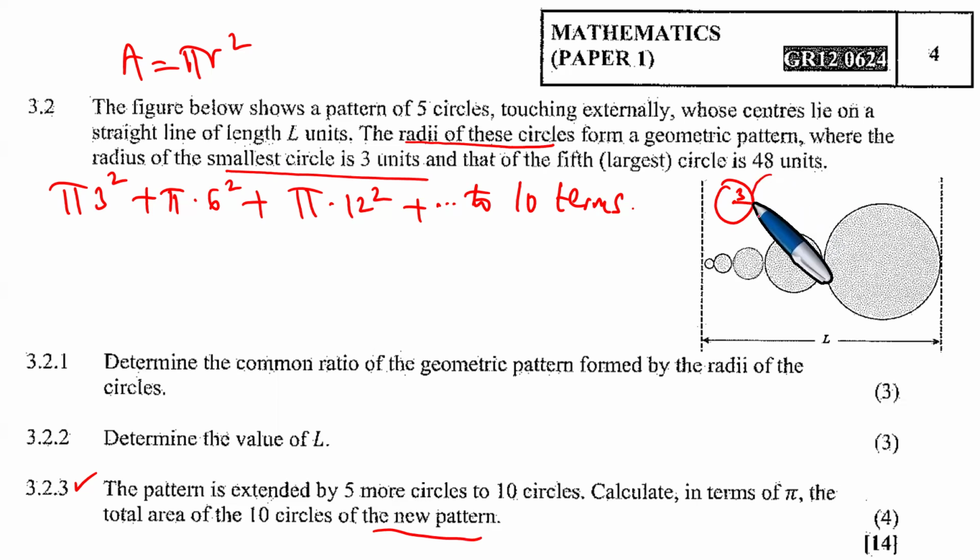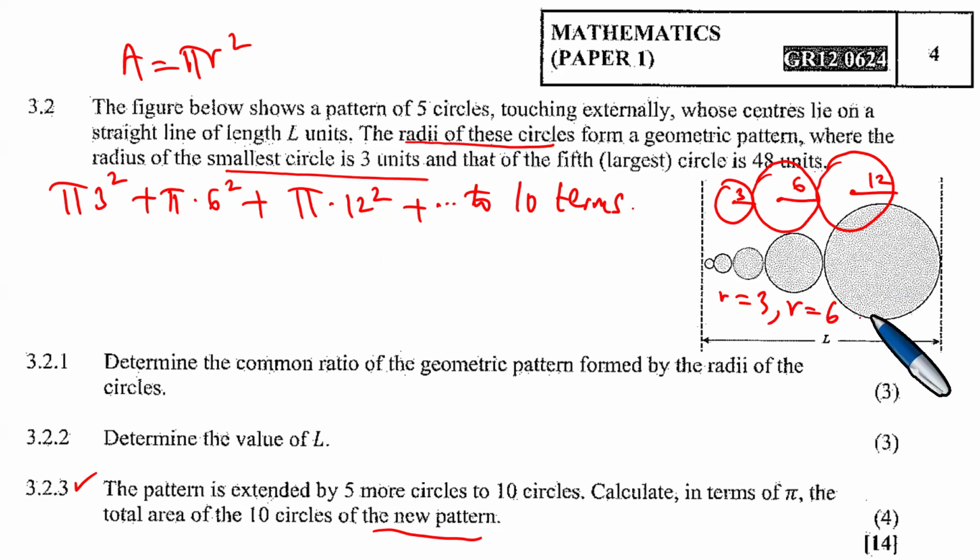And then you have another circle that is bigger, but that is in a geometric pattern with the previous one. The common ratio is 2, so you multiply and you get 6. That is 2 times 3 is 6, because if you divide 6 by 3, you get 2. There's another circle here, you multiply and you get 12, because if you divide 12 by 6, you get 2, and so on. So that is why the radii would be 3, 6 for the next one, 12 for the subsequent circle, and so on.